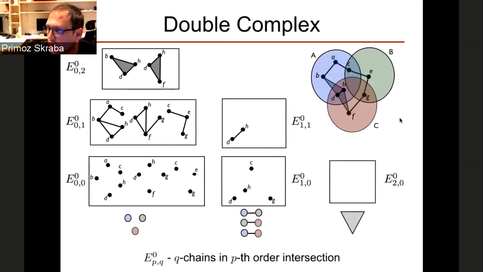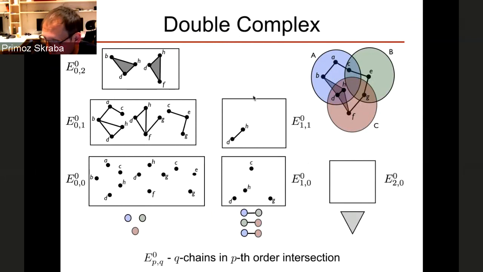So up here we have the same example as before. And what we do is, for example, for 0, 0, we take all the vertices in all of the cover elements, in the single cover elements, right? So here I have all copies of everything that's in A. Here's everything in B, and here's everything in C, right? So it's A, B, C. Here are all the edges that are in A, here are all the edges that are in C, and here are all the edges that are in B.